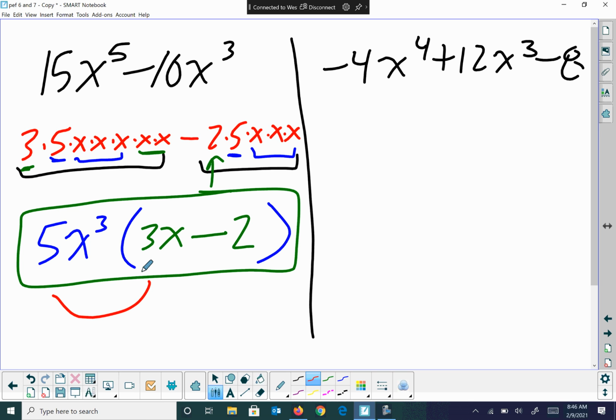5 times 3 is 15. X to the, oh, I forgot something. That should be a squared, right? So good thing I was double checking. So x to the third times x to the second. Add the exponents, x to the fifth. 5 times 2 is negative 10. X to the third comes along. Hey, we got it right. That boxed in thing is my answer. The one with way too many colors. But hey, we have the colors. We should use them.